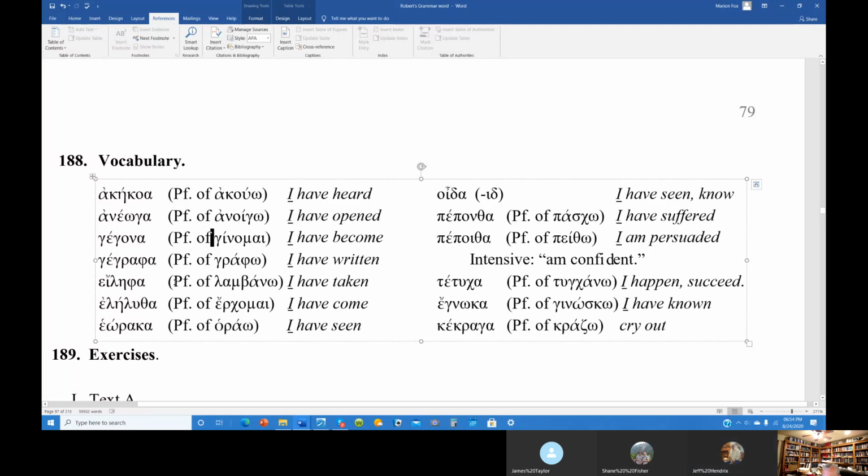Eilepha. And that's another word that gets a little bit different form. That's lambano. All right, I have taken. Remember, what did we say about lambano, James? It can be in the passive or active voice. Now, what's my claim on it? Do you remember?